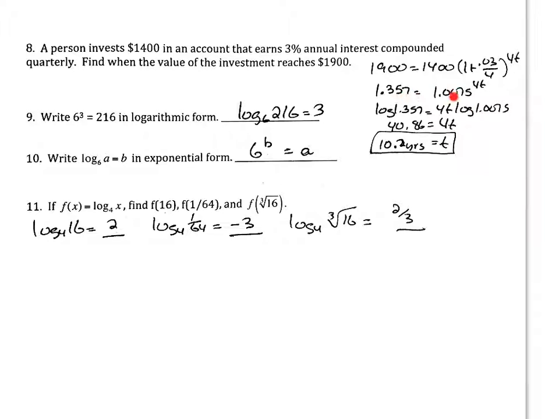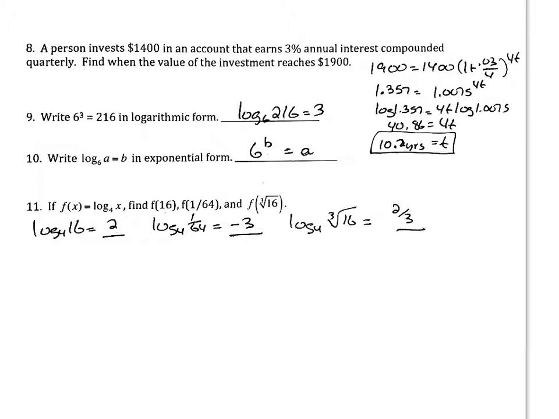So you do log of this number, log of that number. The exponent goes in the front. Divide the two logs and get 40.86. Then divide by 4 because you got 4t. And there you go. So 4 through 8, or 5 through 8 are all the interest problems.